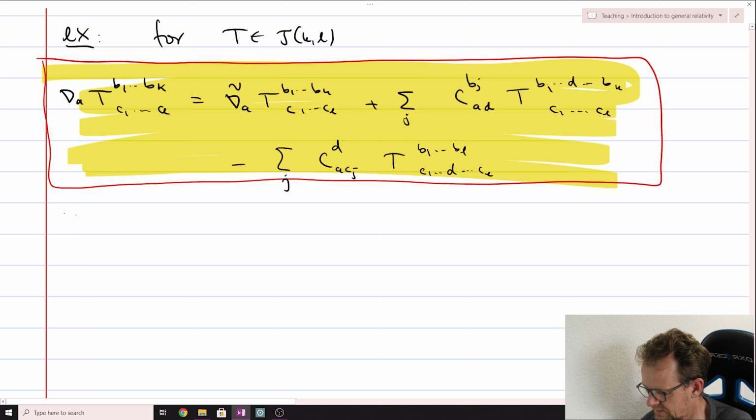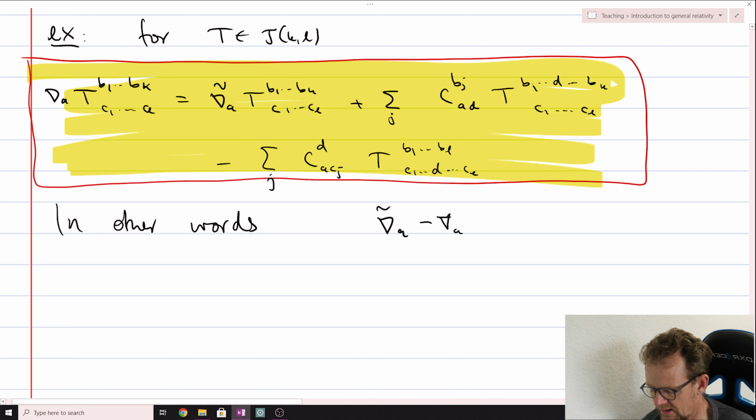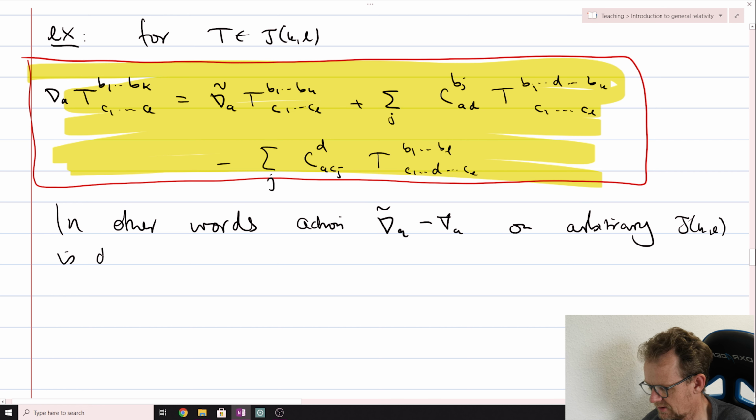So in other words, the action of delta A twiddle minus delta A on arbitrary tensor fields of type K, L is determined already by the data of a tensor field of type 1, 2.